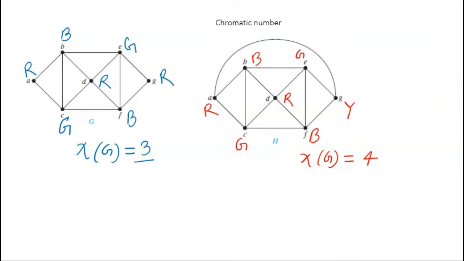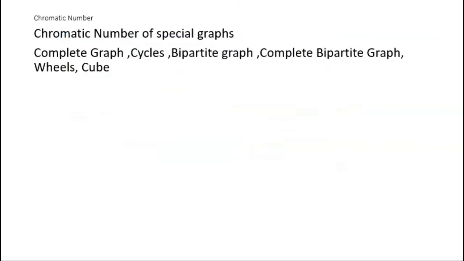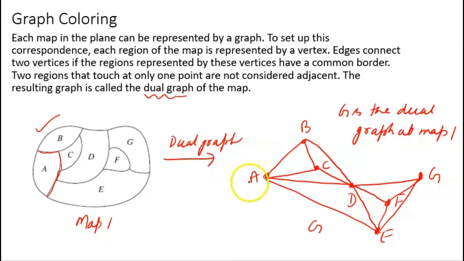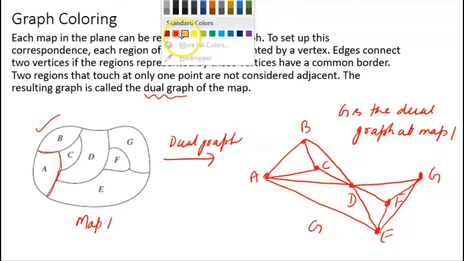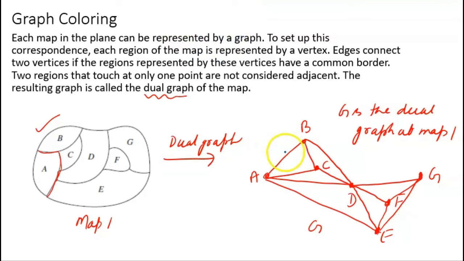I hope this point is clear to you. Okay, so that is how to find the chromatic number of a graph. Now what we are going to discuss next is the chromatic number of some special graphs. So we are going to look at the chromatic number of a complete graph, of a cycle, of a bipartite graph, of a complete bipartite graph, of wheel graphs and cubes. Okay, so let's start.